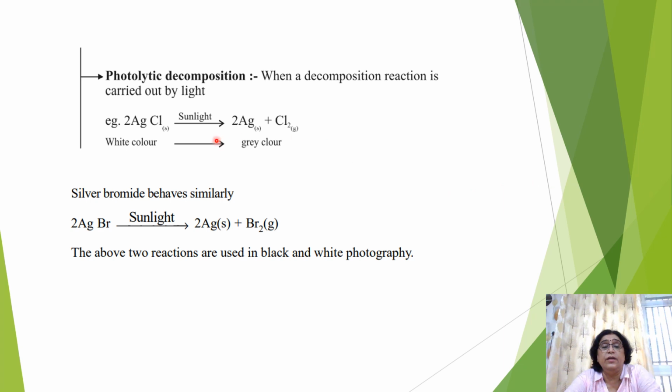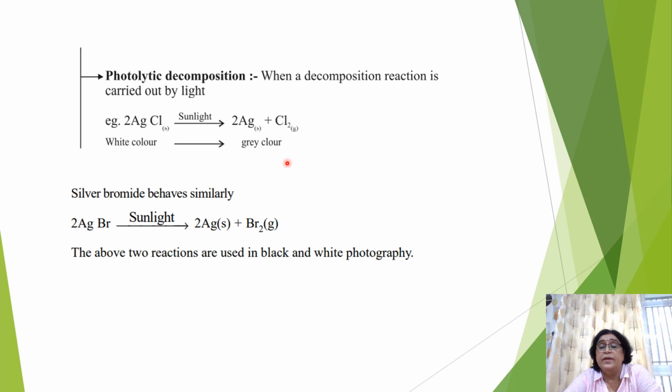Then photolytic decomposition. When a decomposition reaction is carried out by sunlight or any light, then it is called photolytic decomposition. So when silver chloride is kept in sunlight, it converts to grey color. Silver chloride powder is white color, but when you keep it in sunlight, it becomes grey color. So silver is formed plus chlorine gas is given out.